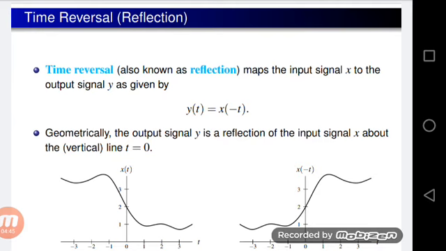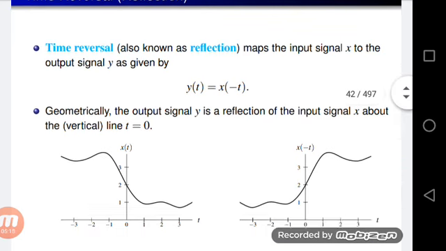So geometrically, the output signal y is the reflection of the input signal x about the vertical line t equal to 0. The function is y of t equals x of minus t. Simply, x of t is the positive way and x of minus t is the negative way. That means by applying time reversal, the signal acts like a reverse operation.